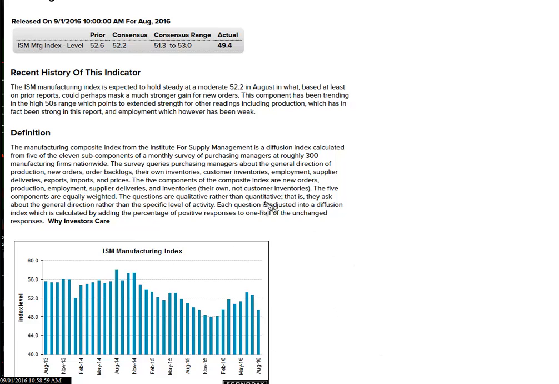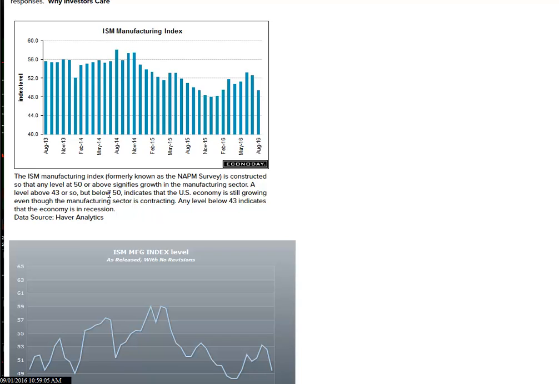I don't have a highlighting tool already pulled up, but it tells you down here in the description that readings below 50, anything above 43, below 50 indicates that the U.S. economy is still growing, although the manufacturing sector is contracting. So we have a contraction, and as you can see here, a clear downtrend in the ISM. In other words, here, let me try to draw it out for you. You can see these waves, if you will, but a downtrend is defined by a series of lower highs and lower lows, and that's what we're seeing so far here.